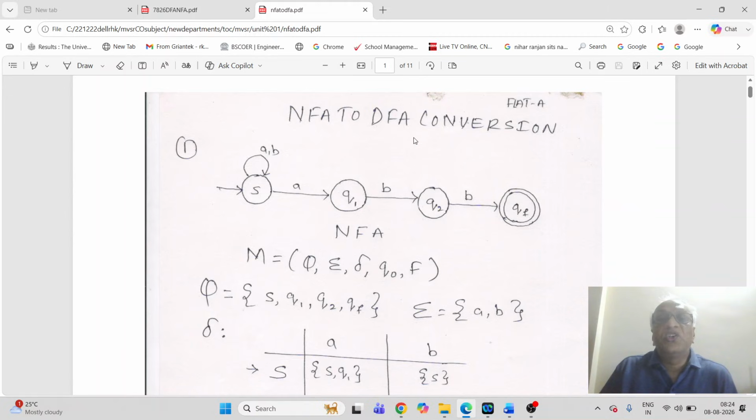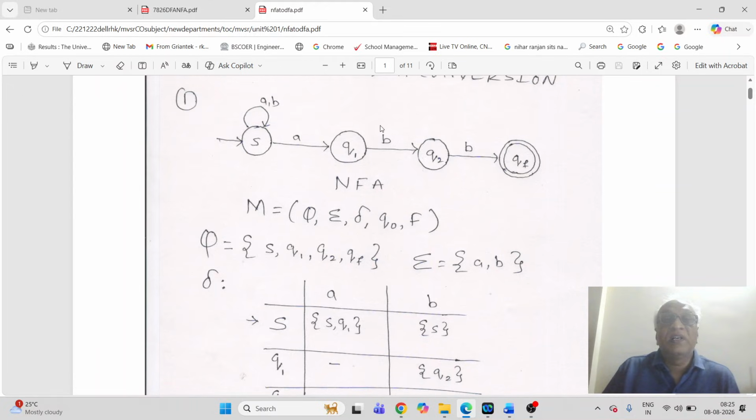Now this NFA needs to be converted into a DFA, and this is a 5-tuple machine having Q, sigma, delta, Q0, F, with Q indicating the set of states, sigma indicating the alphabet, delta indicating the transition, Q0 indicating the initial state, and F indicating the acceptance state or final state. What is the value of Q0? S. What is the value of F? QF. What is the value of capital Q? S, Q1, Q2, QF. What is the value of sigma? A and B.